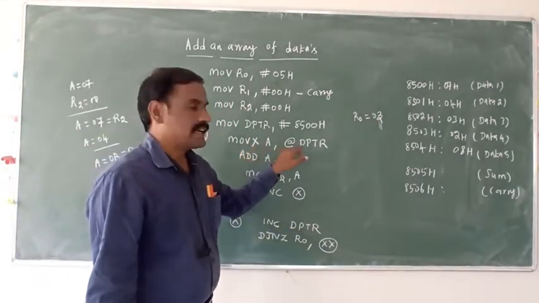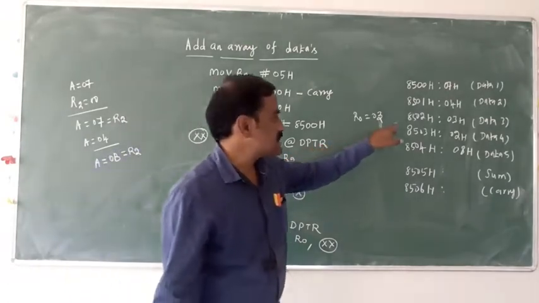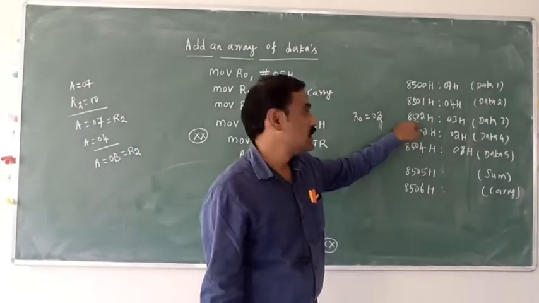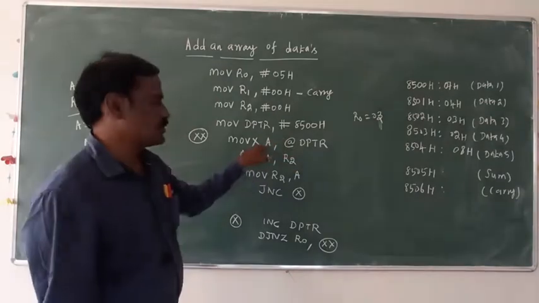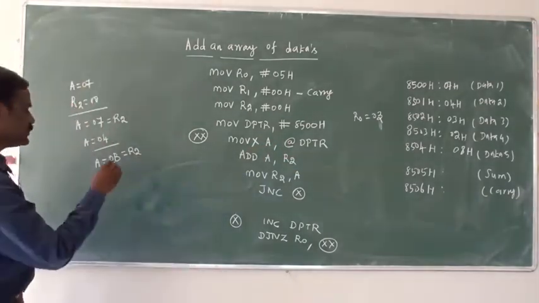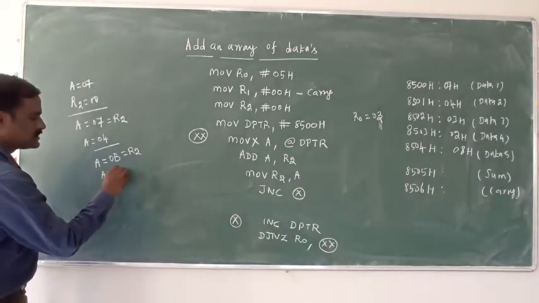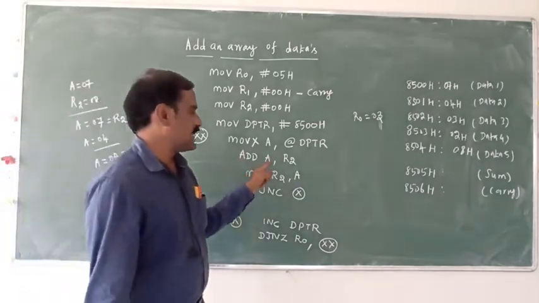MOVX A, @DPTR. Now the DPTR address is at present 8502. The data at this memory address location is moved to the A register. Now A equals 03.